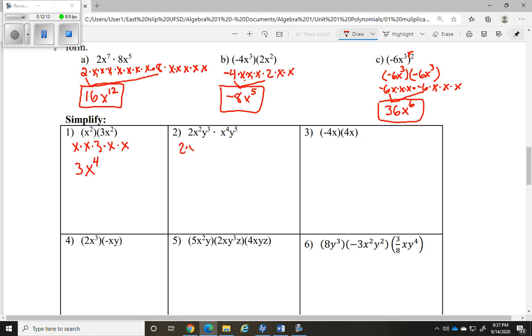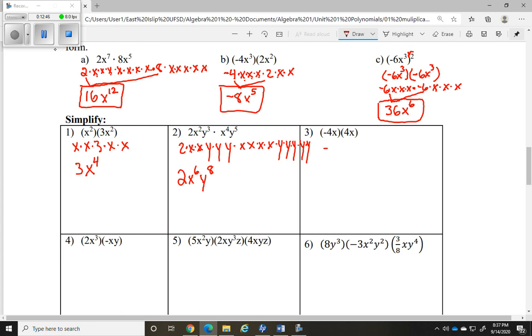Number 2, if I write out what it means. And the commutative property, I write the 2. I'm going to do the x's next. X is being used as a factor 6 times. Y is being used as a factor 8 times.